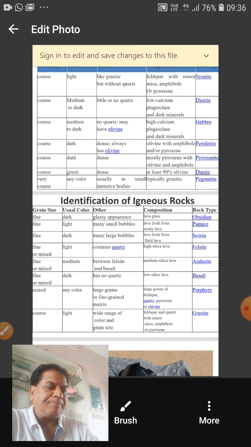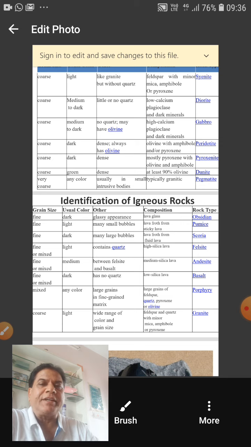and mafic. Felsic minerals, you all know, don't have iron and magnesium in their composition, and hence they are colorless or white colored. Whereas your mafic minerals have iron and magnesium, and they are dark colored minerals. So the first point that we write in the description of hand specimen is the color.